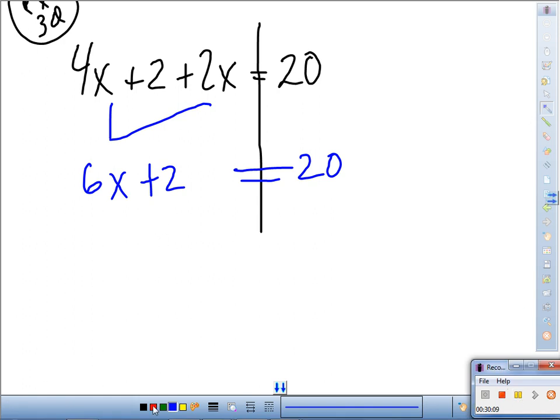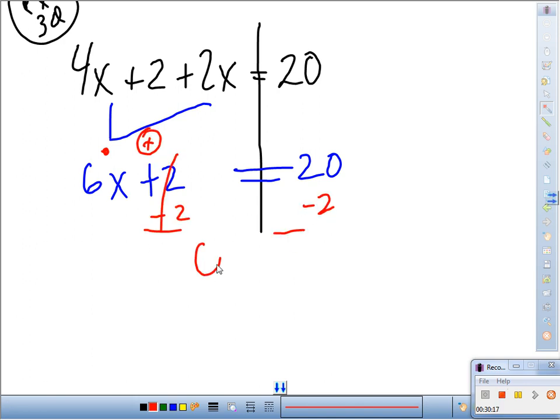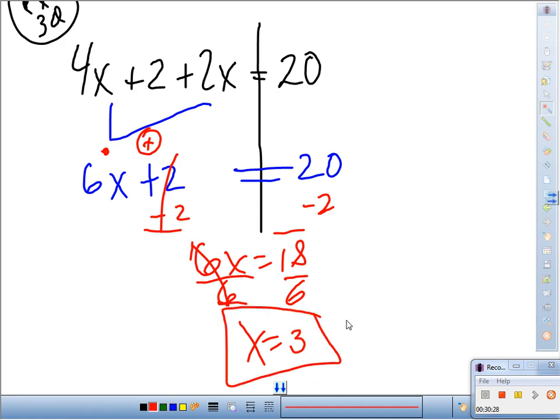All right, so what do we end up with? We have multiplication and addition. We start with addition, subtract 2, subtract 2. We end up with 6x equals 18, and at the end divide by 6. Therefore, x equals 3. Okay, and do we got that? Okay. Let's do another one of these.